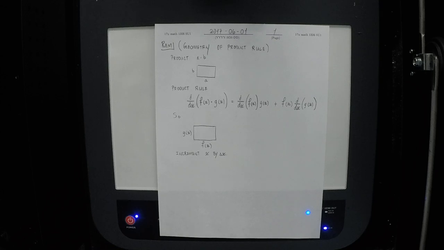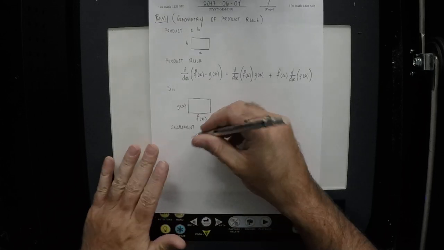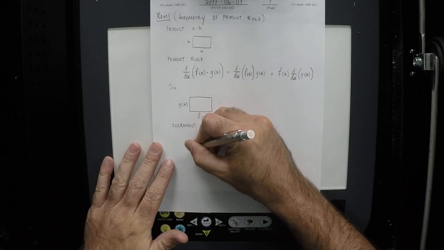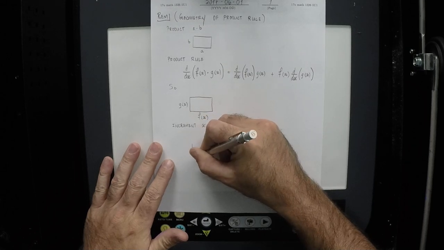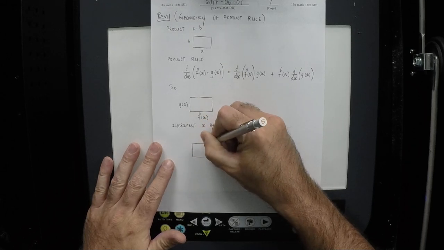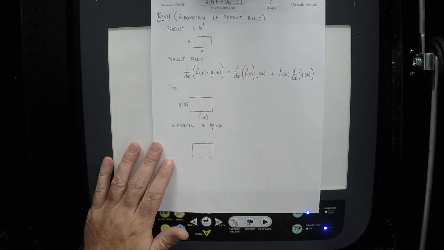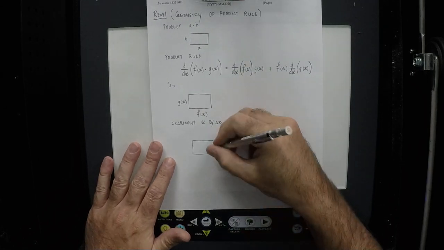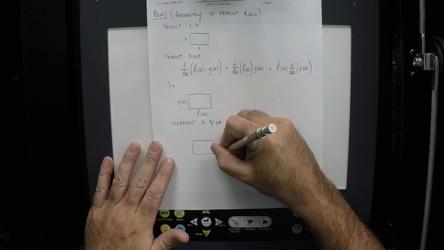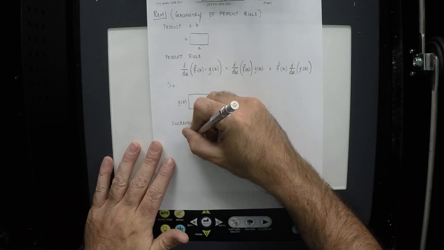And let's say, for the sake of argument, and just so I can draw something that's intelligible, that f and g both increase as a result of this. They both get bigger. So this rectangle gets bigger horizontally, and it also gets bigger vertically. So this is what it looks like unchanged, and then it gets a little bit bigger horizontally and a little bit bigger vertically.